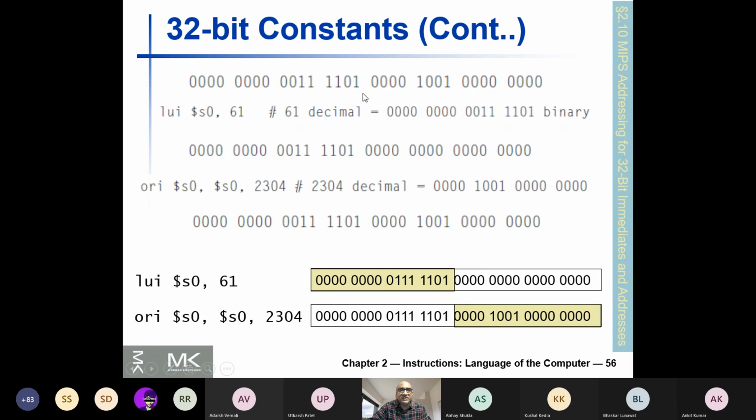This is the same thing I just mentioned. This is the desired constant to be loaded, and we take the upper 16 bits first, which is the decimal value 61, and afterwards we do a logical OR immediate with the lower 16 bits, so that you can get the desired 32-bit constant.